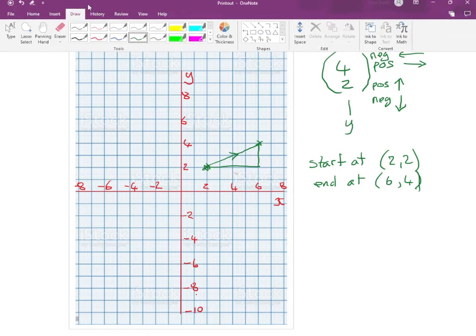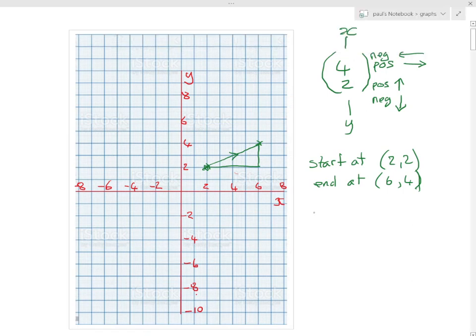Let's just do another one of these. So we're going to start at -4, -2. We're going to follow the vector 8, -8. And where do we end up is the question. Where do we end? So start at -4, -2. -4, -2 is there. Follow the vector 8, -8.